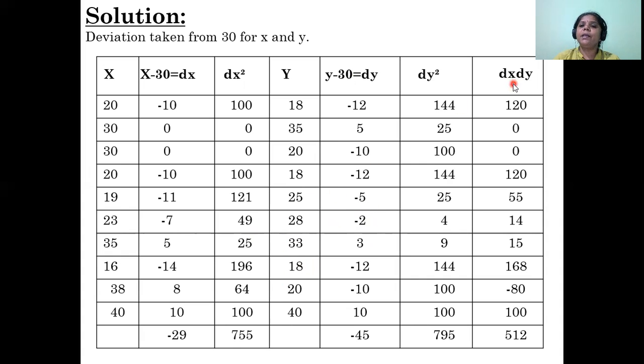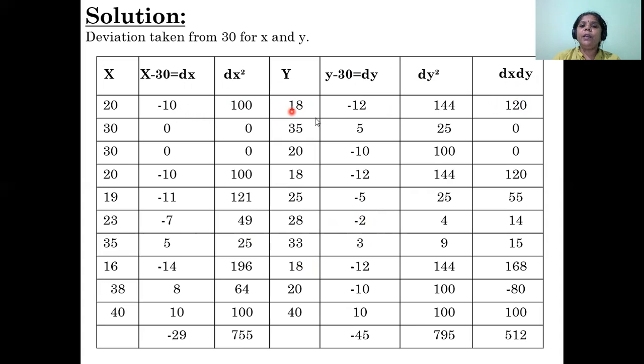And next is dx into dy. This is the dx column and this is the dy column. See here, students, now you have to multiply dx into dy. You will get sigma dx dy.